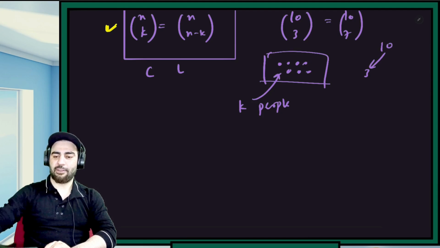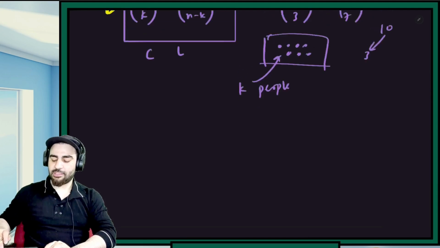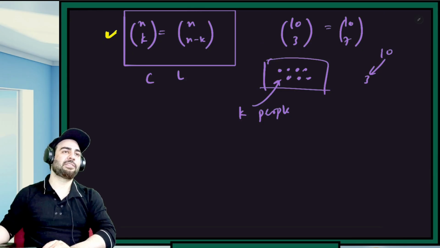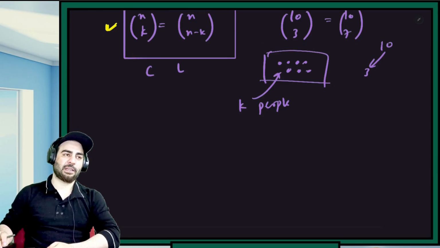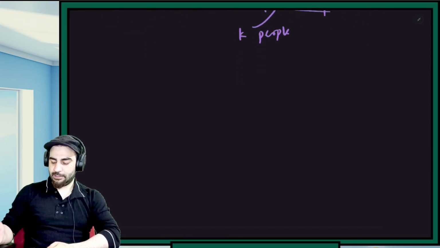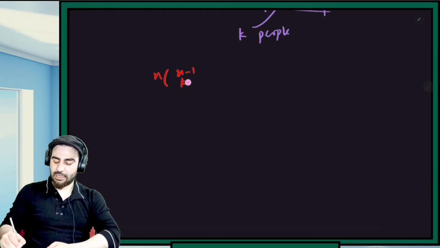Let's see now the second thing, which is very easy to prove algebraically, but there are some things which are very hard to prove by using algebra. So if you can consider a story out of that, it becomes very easy. Let's suppose I'll write this: n times (n minus 1 choose k minus 1) should be equal to k times (n choose k).